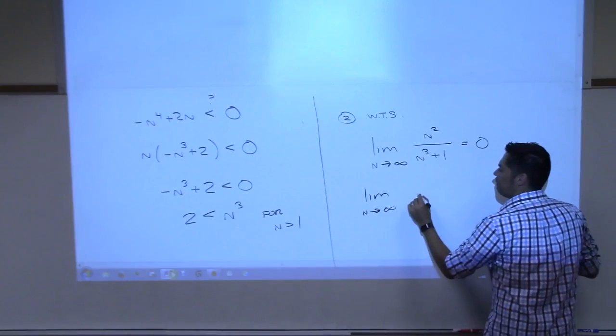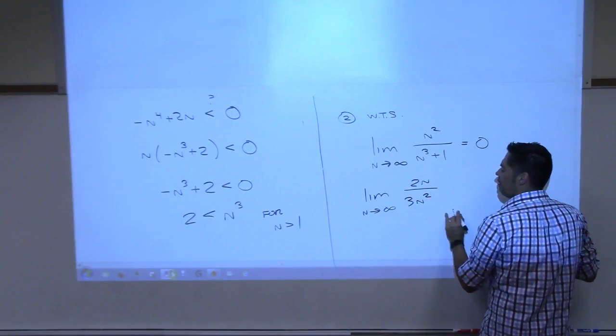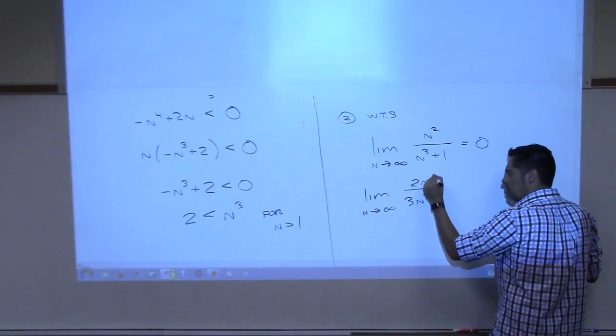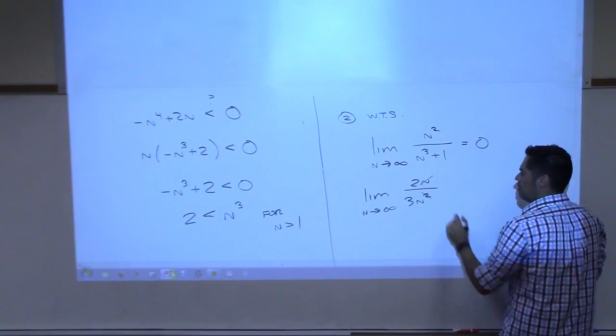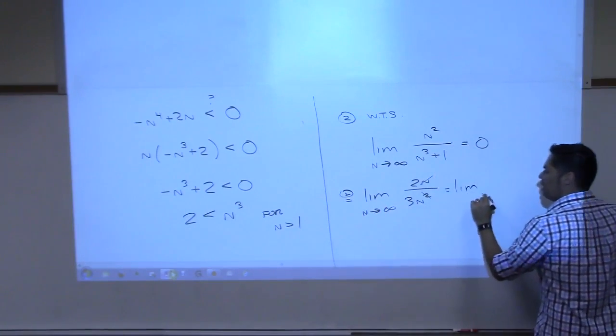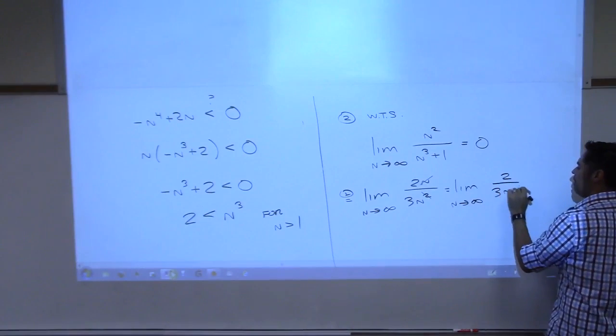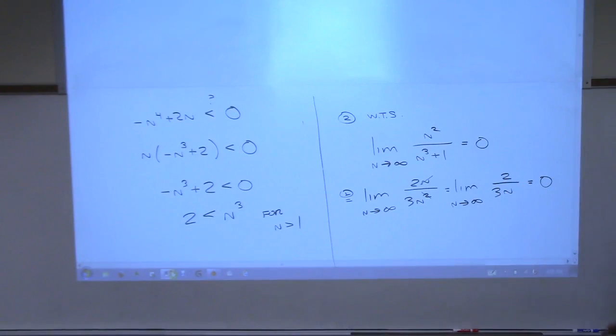Derivative of the top, 2n. Derivative of the bottom, 3n squared. Now cancel an n. And you just have, after L'Hopital, limit as n goes to infinity, all that's left is a 2 on top and a 3n on the bottom, and that obviously goes to 0, right? Done. It converges.